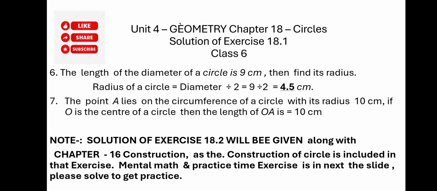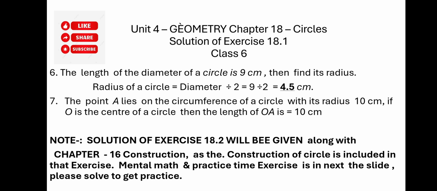Sixth question. The length of the diameter of a circle is 9 centimeter. See, diameter is given. So to find the radius, we have to divide the diameter by 2. So the radius of a circle is diameter divided by 2, which is 9 divided by 2, which is equal to 4.5 centimeter.